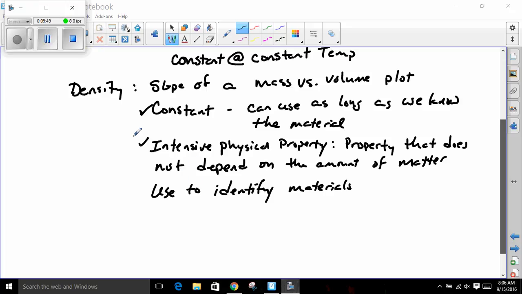Also, since density is the slope of a mass versus volume plot, we generally can write the density of water or density of any material as D equals m divided by V. And again, this is slope equals the y variable divided by the x variable. Very important equation in chemistry.